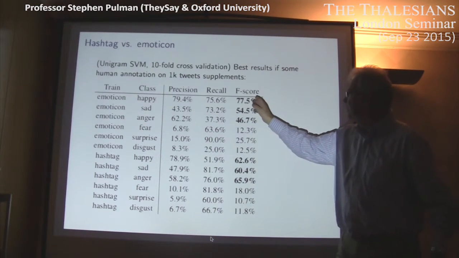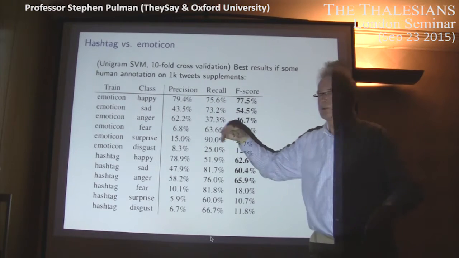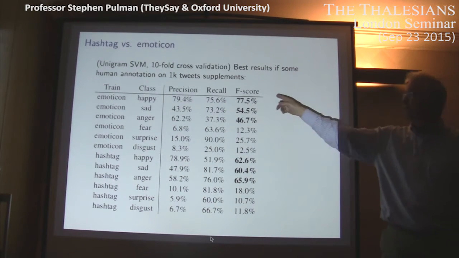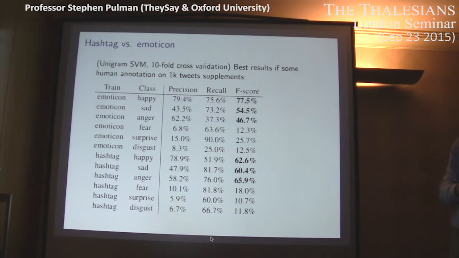Sorry, I should explain. Precision is, of the things that the classifier labelled, how many did you get right? How many false positives were there? Recall is how many of the overall things that you actually spot, and F is the mean of the two.